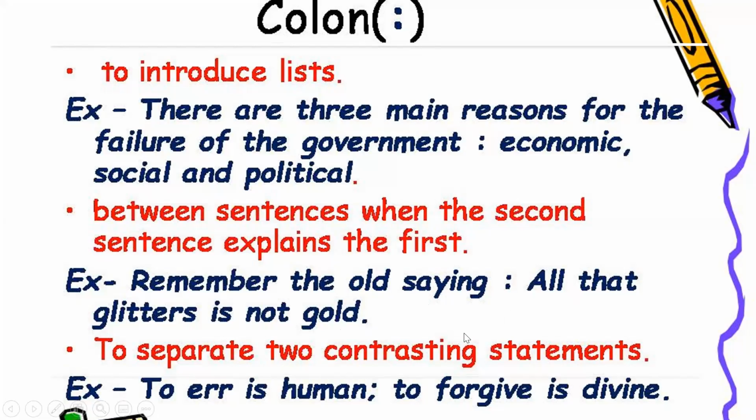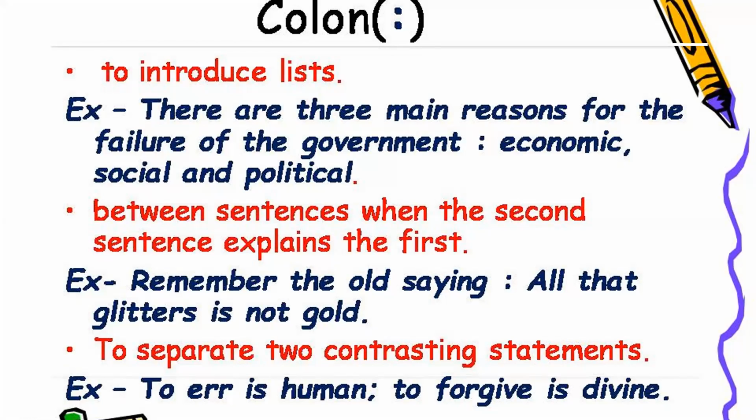To separate two contrasting statements. Again, there should have been a colon here, not a semicolon. So contrasting statements means statements which are saying something which is exactly opposite to each other. Two sentences which mean completely opposite to each other.